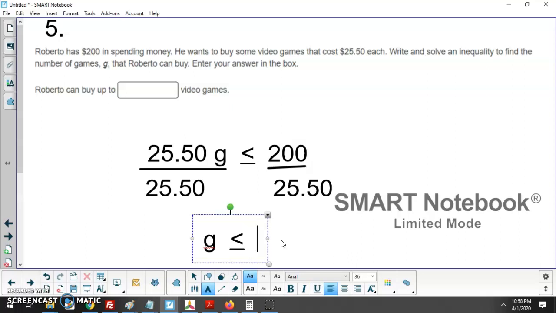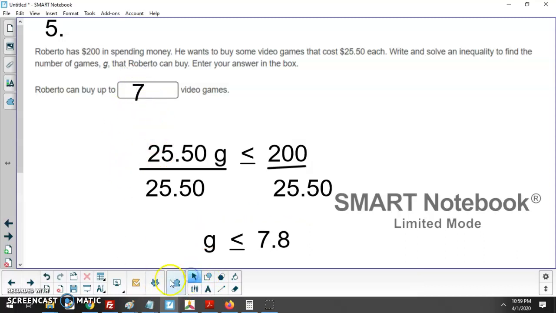I'm not sure exactly what this was. It was 7.8 roughly. So can he buy 8 games? No, he wouldn't have enough money. So at most, how many games could he buy? It is 7 games at most.